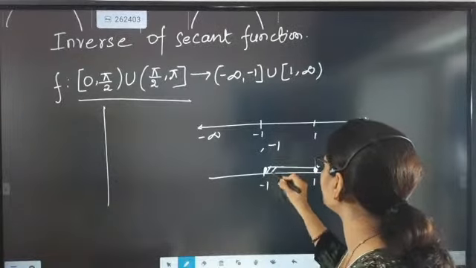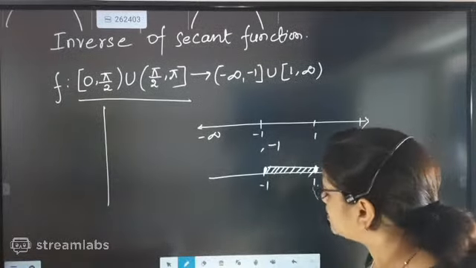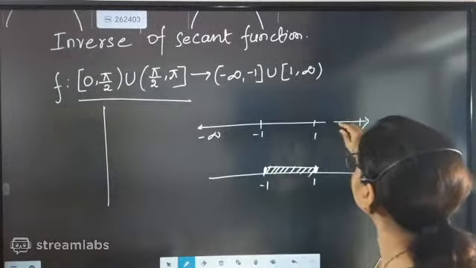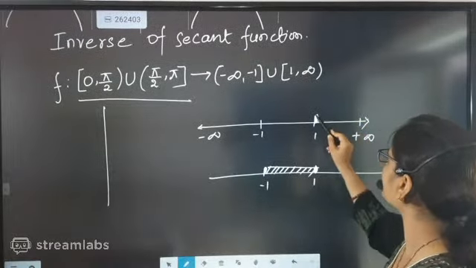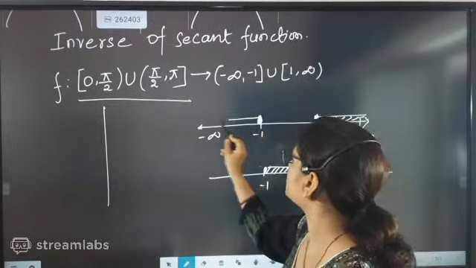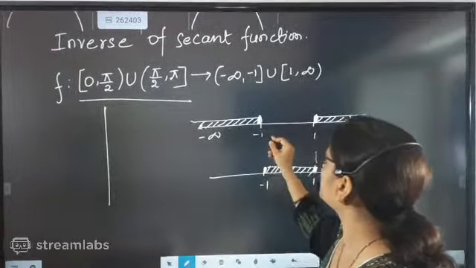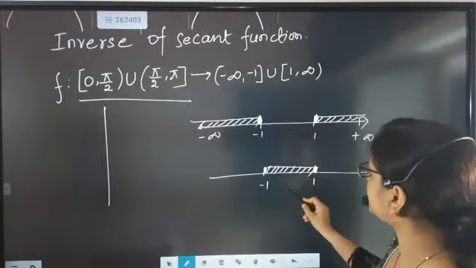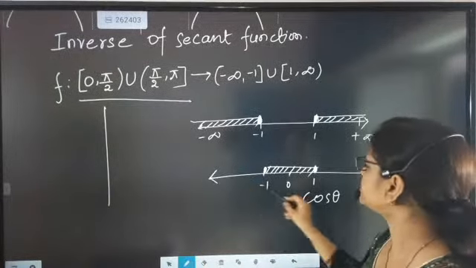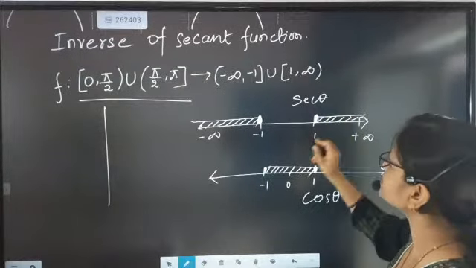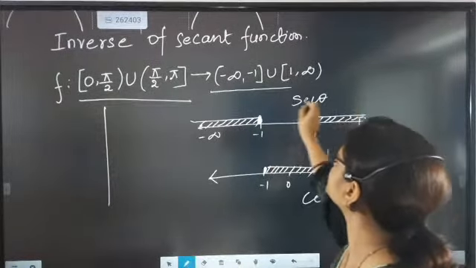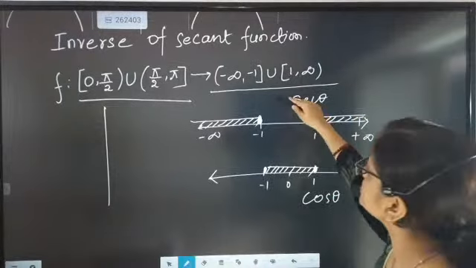The values of cos theta lie between minus 1 and 1. Since secant is the reciprocal of it, its values go from minus 1 to minus infinity and from 1 to infinity. None of its values lie between minus 1 and 1. So this becomes the range of secant theta.